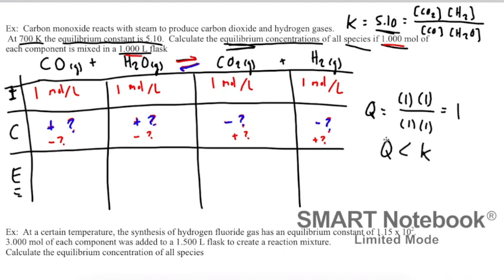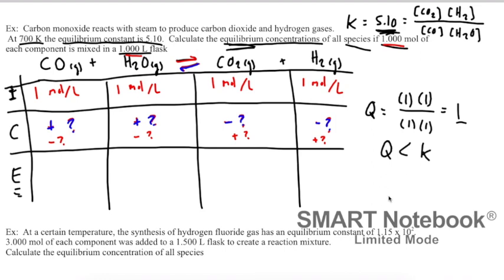I really hope you guys have picked up on this already. If you're still confused, you need to go back and watch the previous videos or ask me questions. For a Q less than K, that means that this value is too small. My K value needs to end up being 5.1. That's when I've reached equilibrium, when this ratio reaches 5.1. Right now my ratio is just 1. That's too small. What is the system going to do to bring Q up to K?